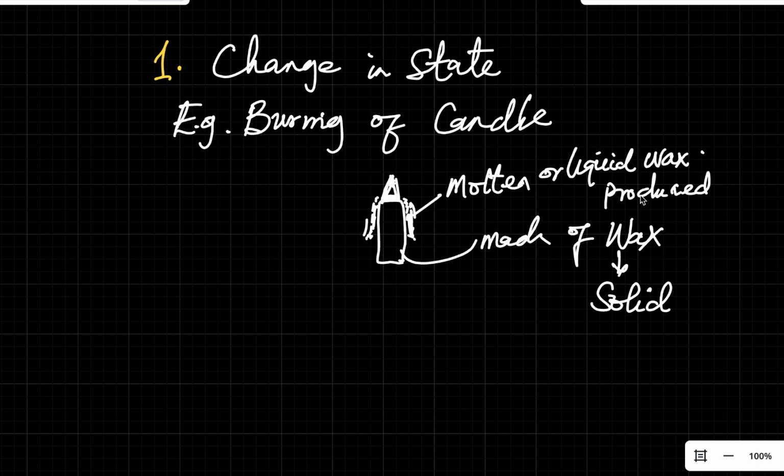And the production of this liquid is what we call change in state. You can see that it has changed from the state of solid to liquid wax. That's what we refer to as change in state. Now, when the candle burns, gas is evolved. When this particular candle is burning, gas is evolved. You see gas evolving like this.